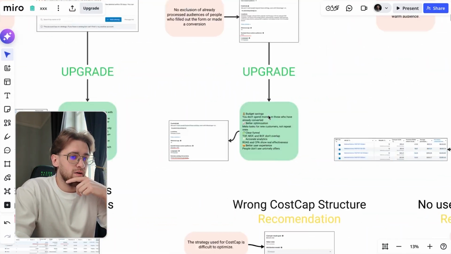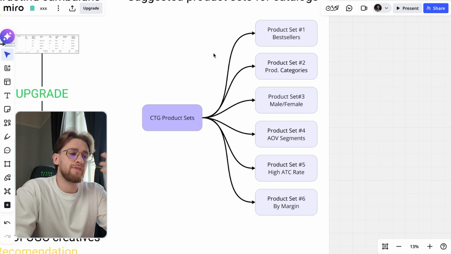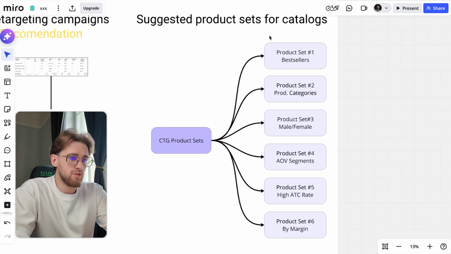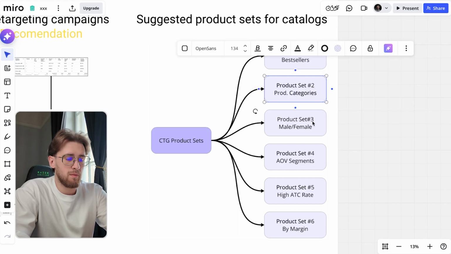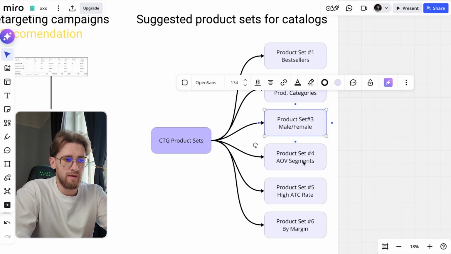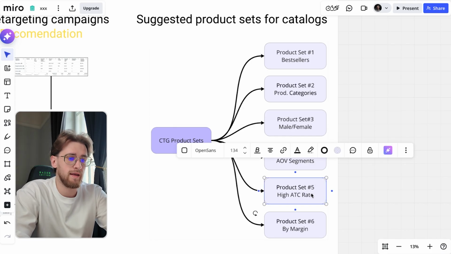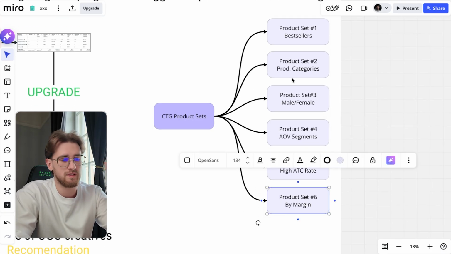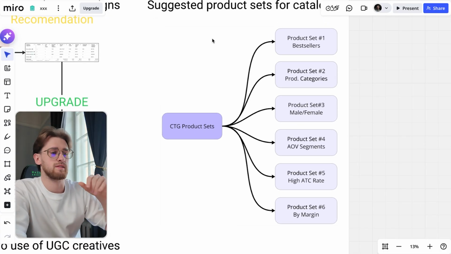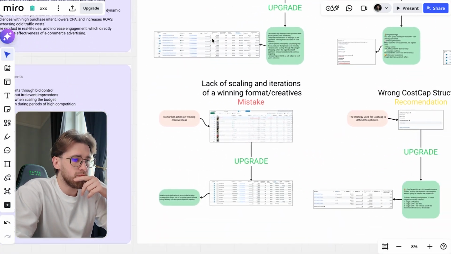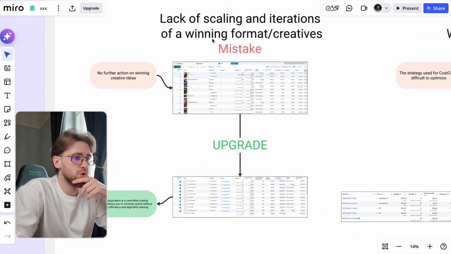Okay, what we can see right here. There are different ways to work with catalog manager. You can do bestseller catalogs, you can work with some of the categories, male, female, AOV segments, high add to cart rate by margins, etc. It's a little bit later, so maybe in the next video I will explain how it works. But let's go to the new one.